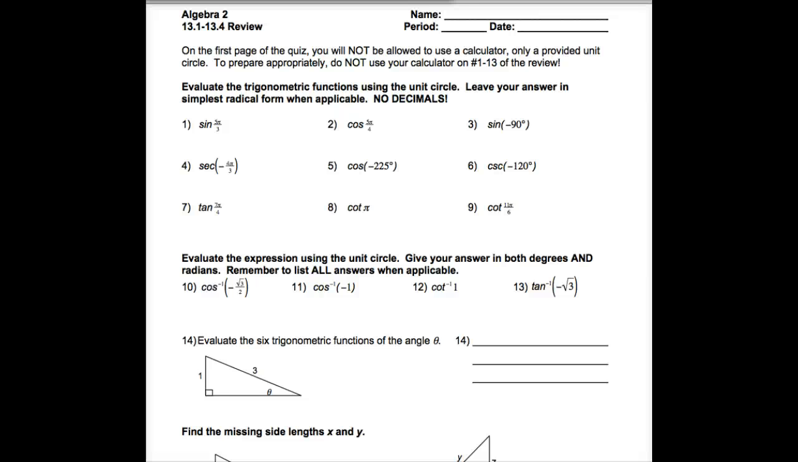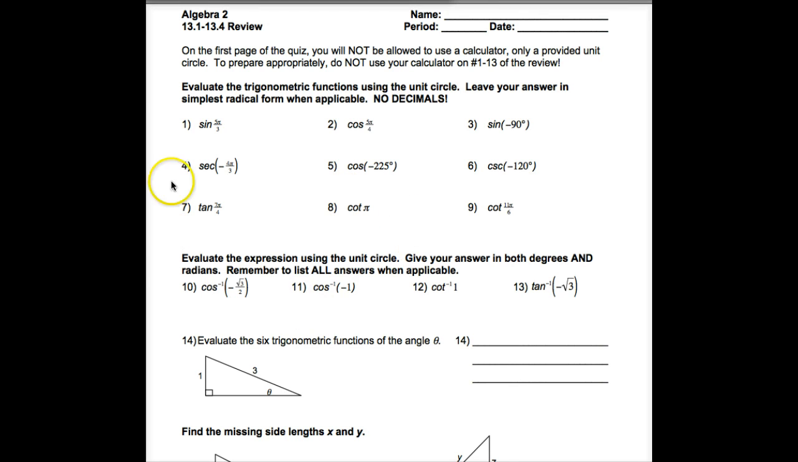Alright, this is your video for the first half of the trig unit, the review for that quiz. Notice the note at the top of the page, 1 through 13: when you do all of these, you need to be able to do these using your unit circle only, no calculator. So do not use a calculator on these. There will be a separate part of the quiz where you are not allowed to use a calculator.